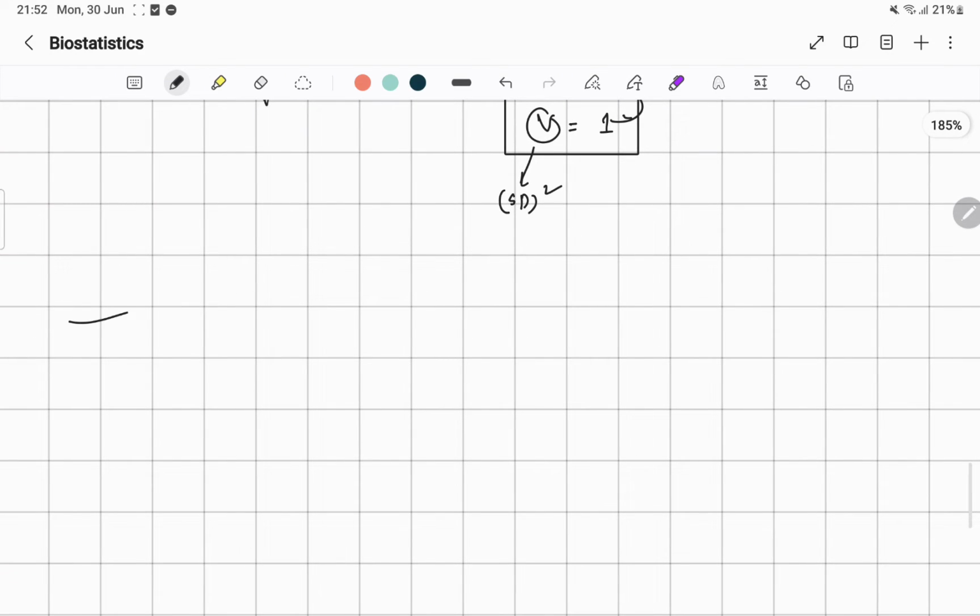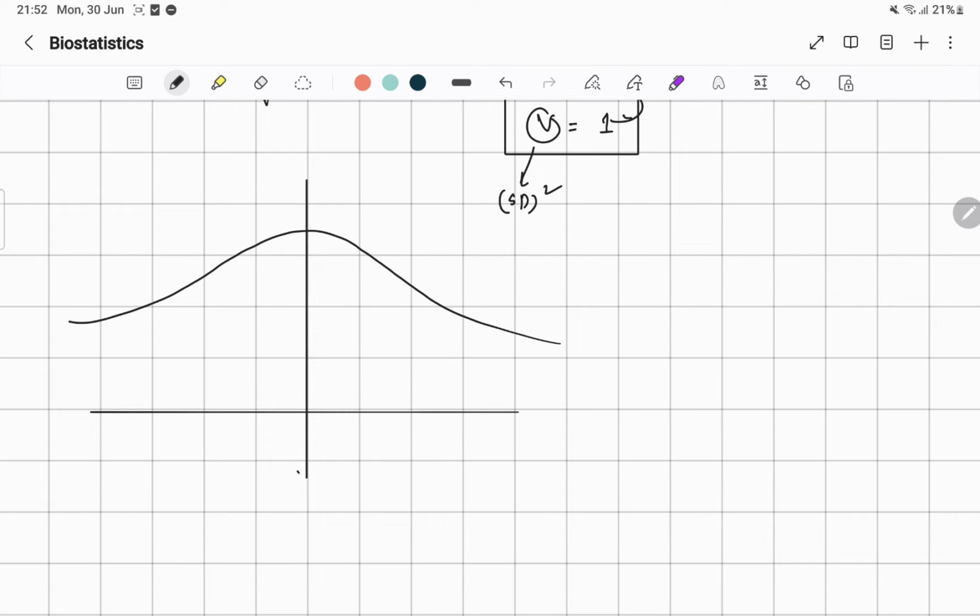So we have to discuss some of the things which you have to understand in the standard distribution. Let's draw it again. So this is the standard distribution. This is the middle value. We call it the null value. Here at this point, mean equal to median equal to mode.